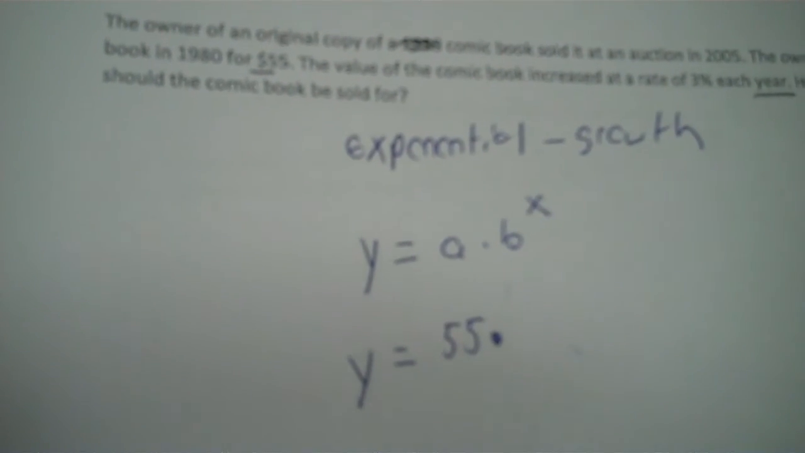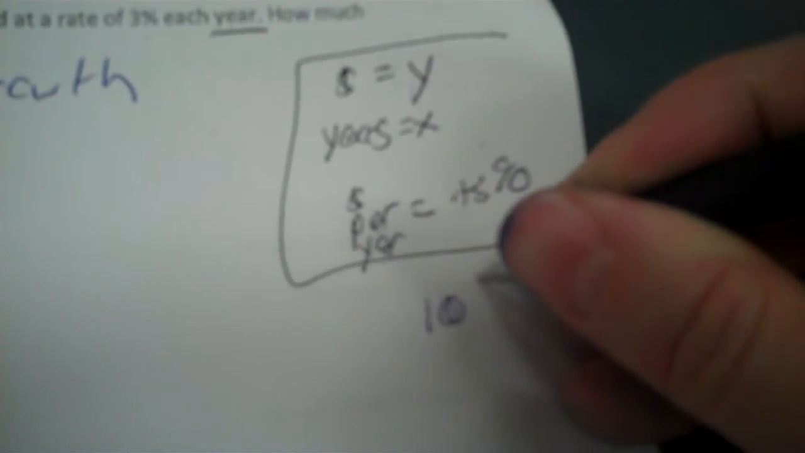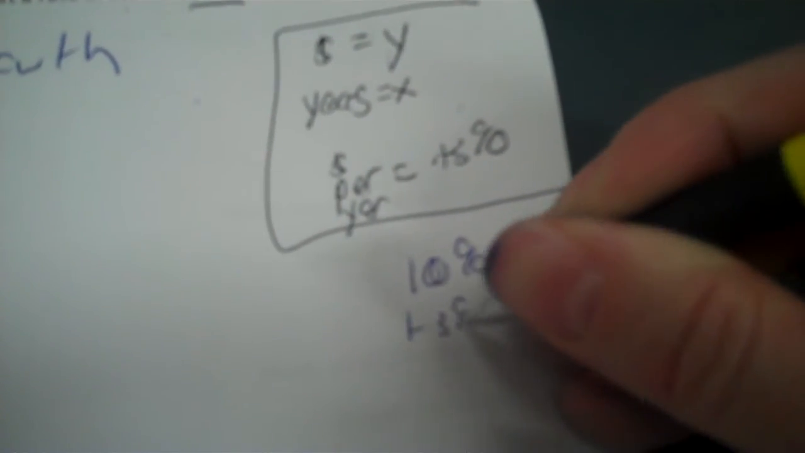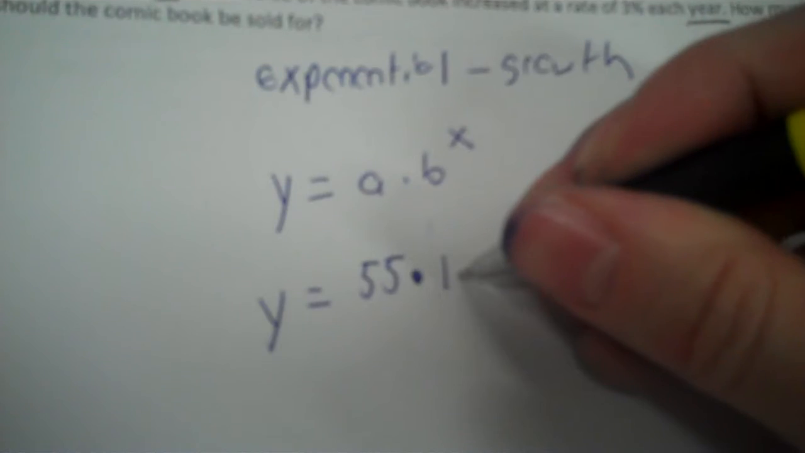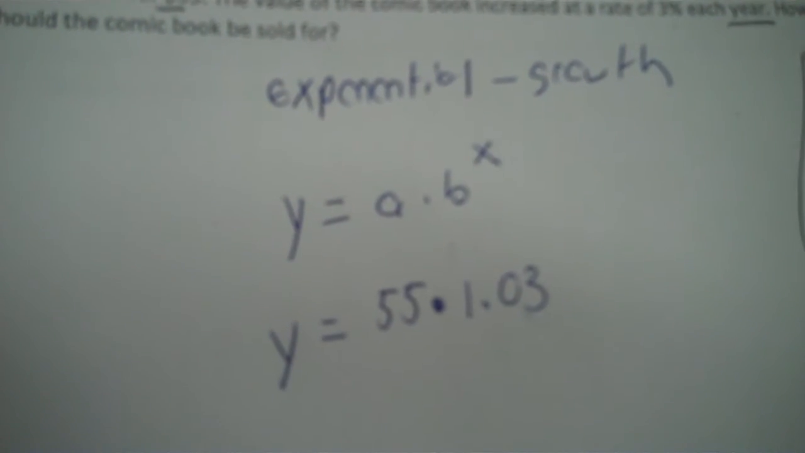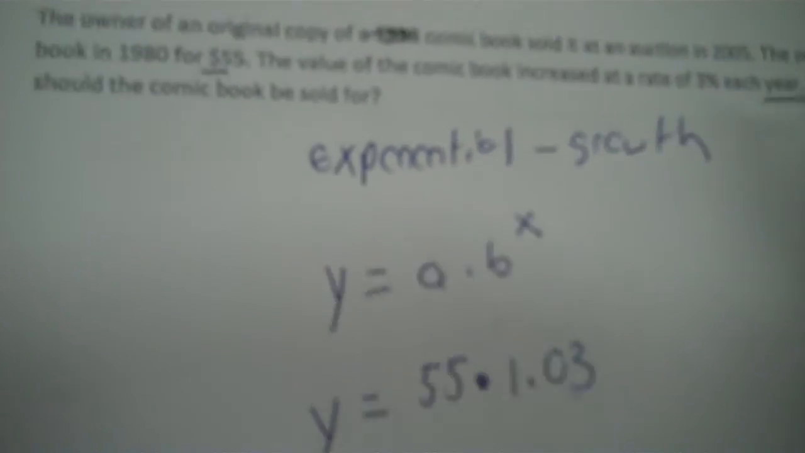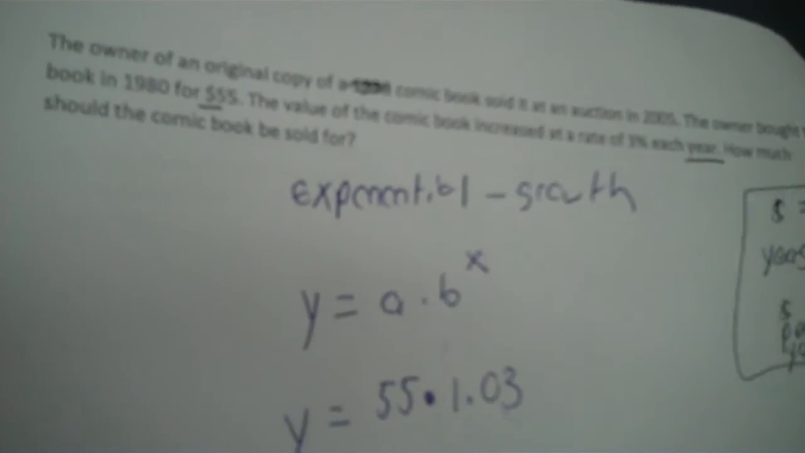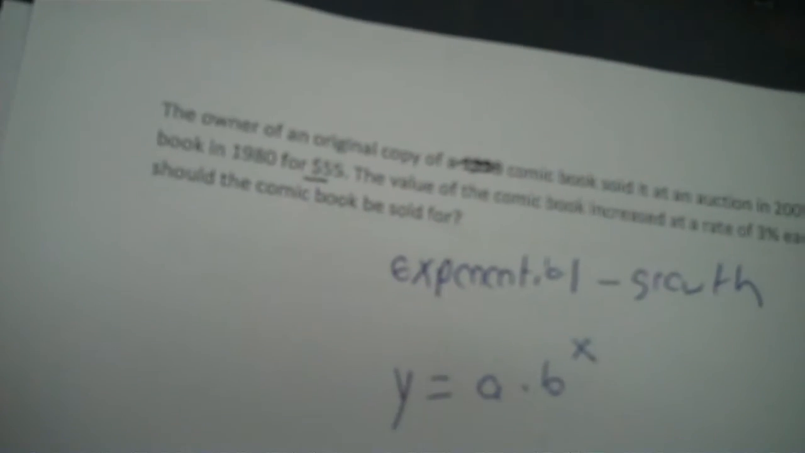Now b is your growth factor. You come back over here, you take 100% plus 3%, and that's 103%. Now you have to make it a decimal, so it'd be 1.03. You have to have the 1 in front of it. It cannot be 0.03, otherwise the answer makes no sense. Okay, now x. Now x is years. What can I do with 2005 and 1980 to figure out how many years that is? Well, you could subtract and it'd be 25.